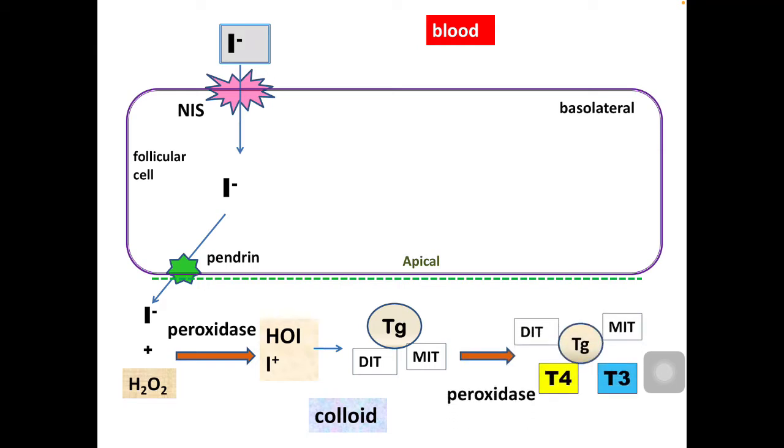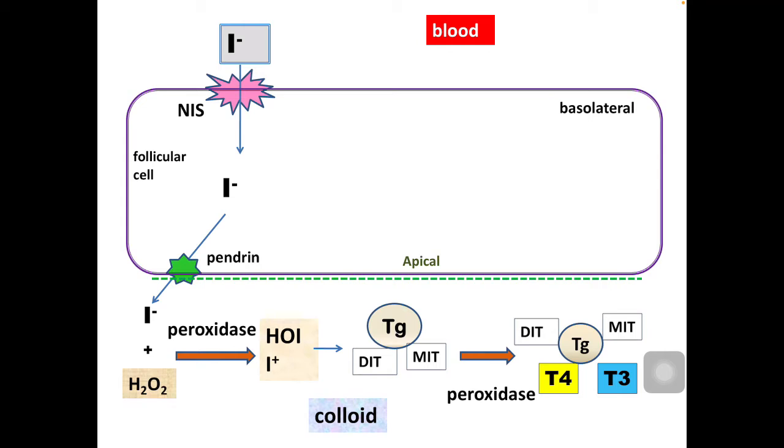In the next step, our same thyroperoxidase enzyme is required for what is known as coupling, where two molecules of diiodotyrosine, or one molecule of diiodotyrosine combined with one molecule of monoiodotyrosine, produce T4 and T3 respectively, that is tetraiodothyronine and triiodothyronine. This reaction is known as the coupling reaction.